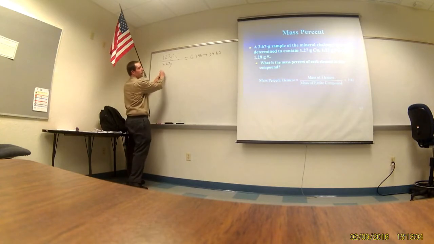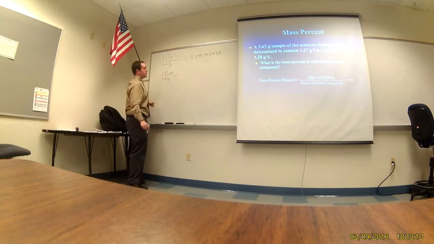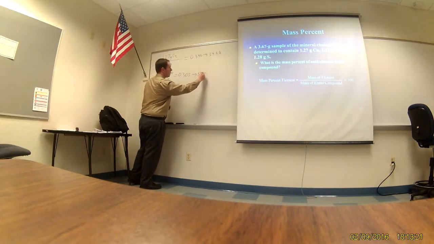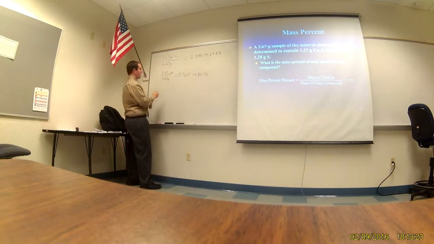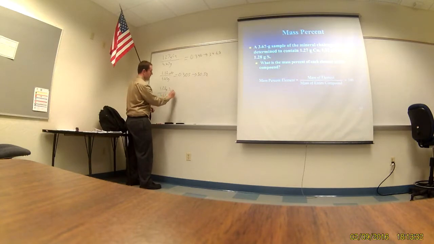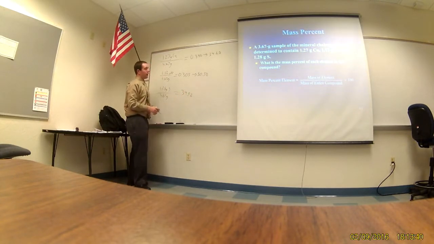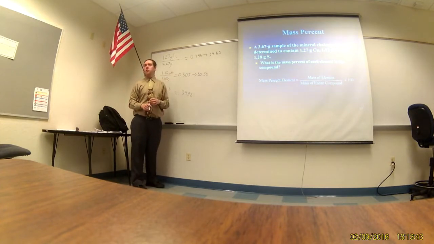Iron, do the same thing, get 1.12 grams of iron divided by 3.67 grams, and that equals what? 30.5%. And then when we get to sulfur, we go 1.28 grams of sulfur divided by 3.67 grams equals what? 34.9%. When you add them up, they should equal 100.